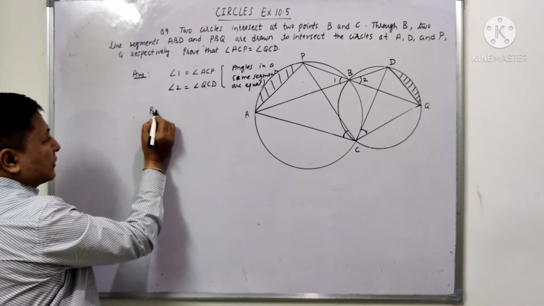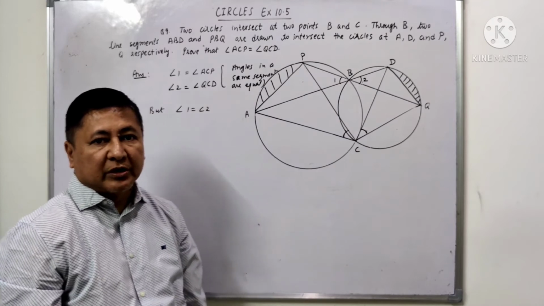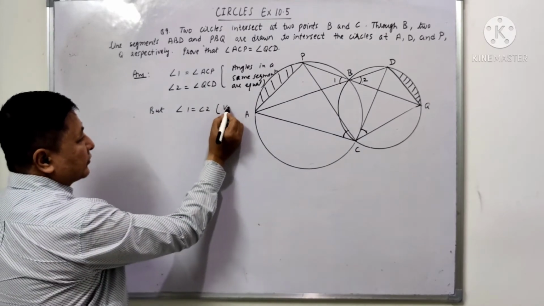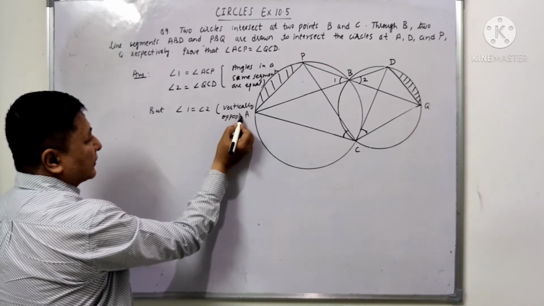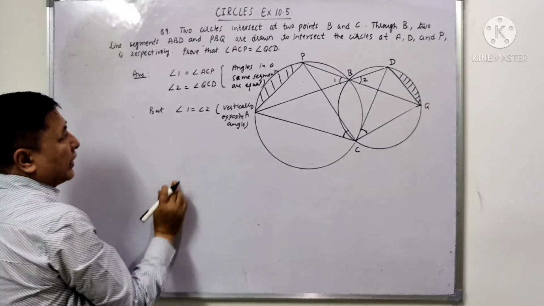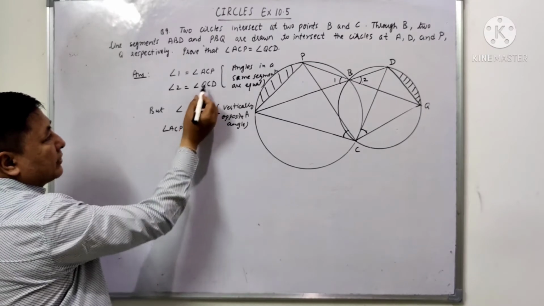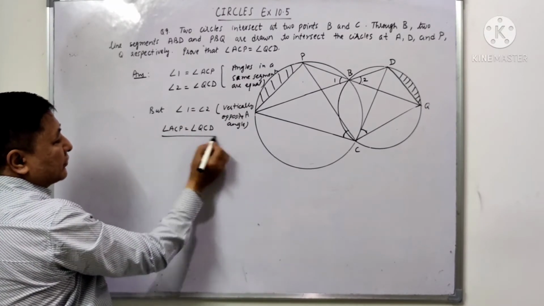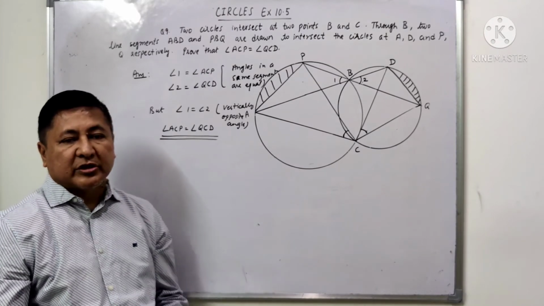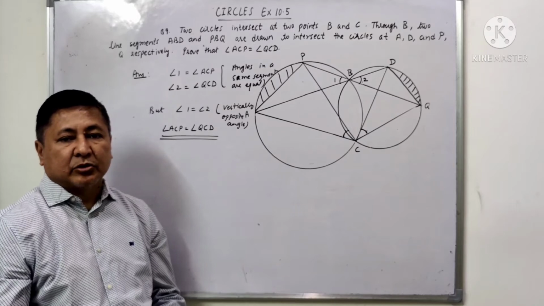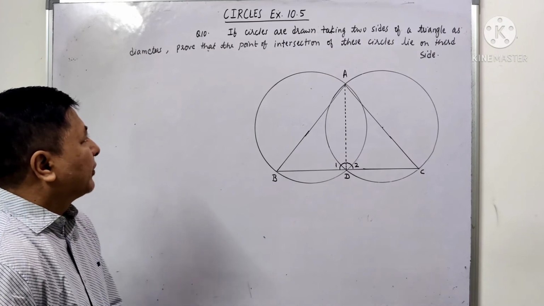Now we also know that angle 1 and angle 2 are vertically opposite angles. Angle 1 can be replaced by angle ACP, and angle 2 can be replaced by angle QCD. So therefore angle ACP is equal to angle QCD. The property that we have used here is that angles in the same segment are equal. Now let us solve question number 10 of exercise 10.5.